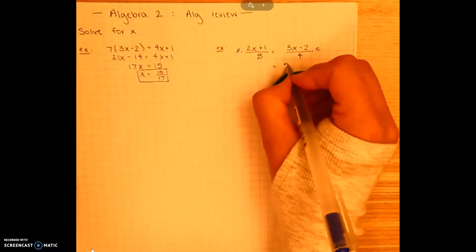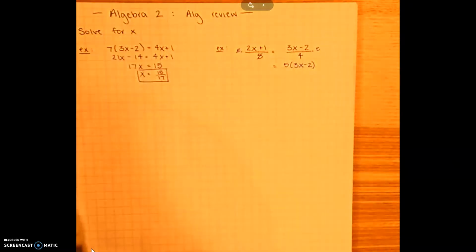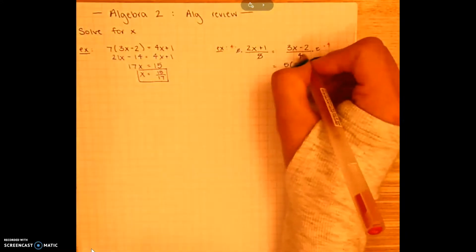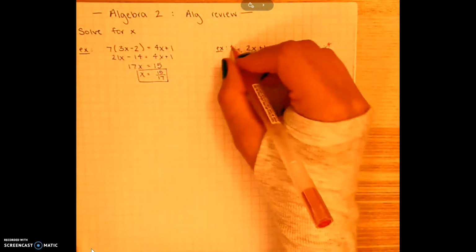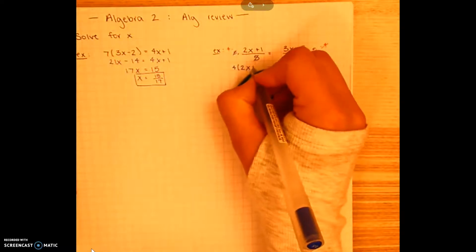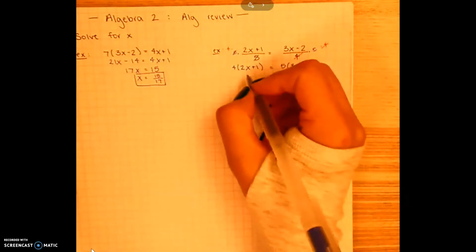So on the right side, I'll have 5 times 3x minus 2, because at the same time, I'm going to multiply by 4. And on the right side, 4 divided by 4 is 1, so that cancels. And then I have a 4 left on the left side. So I've got 4 times 2x plus 1. If that's at all confusing, come to flex time and I can clear that up in a very short time.